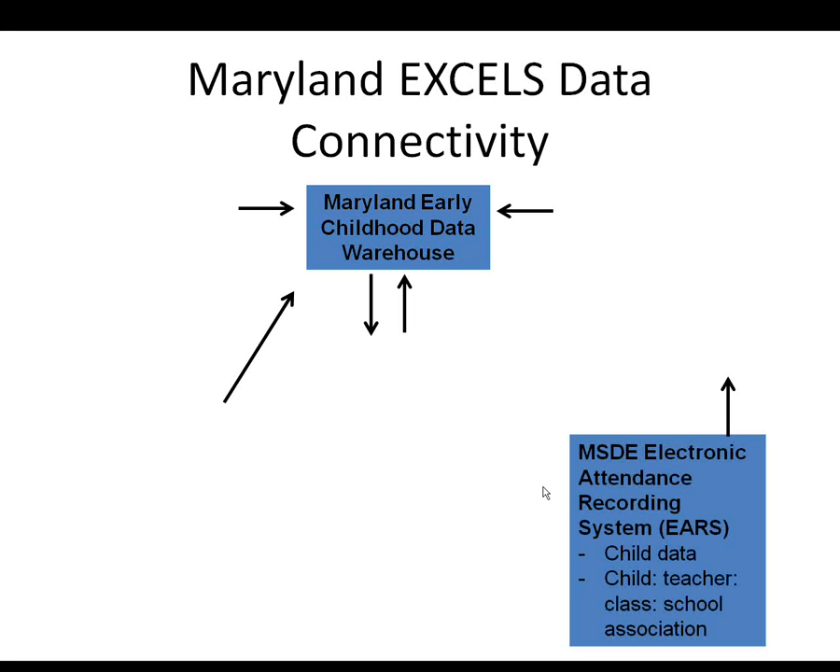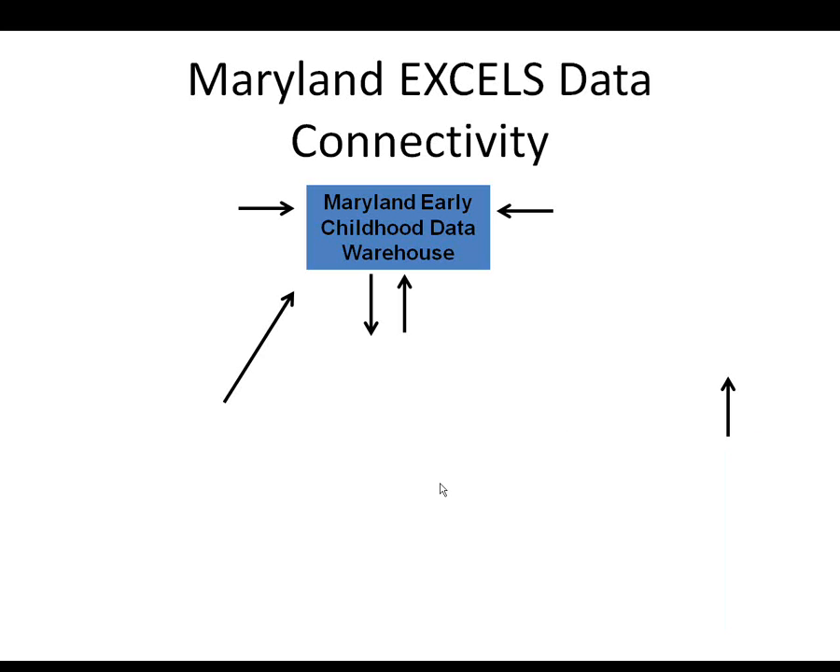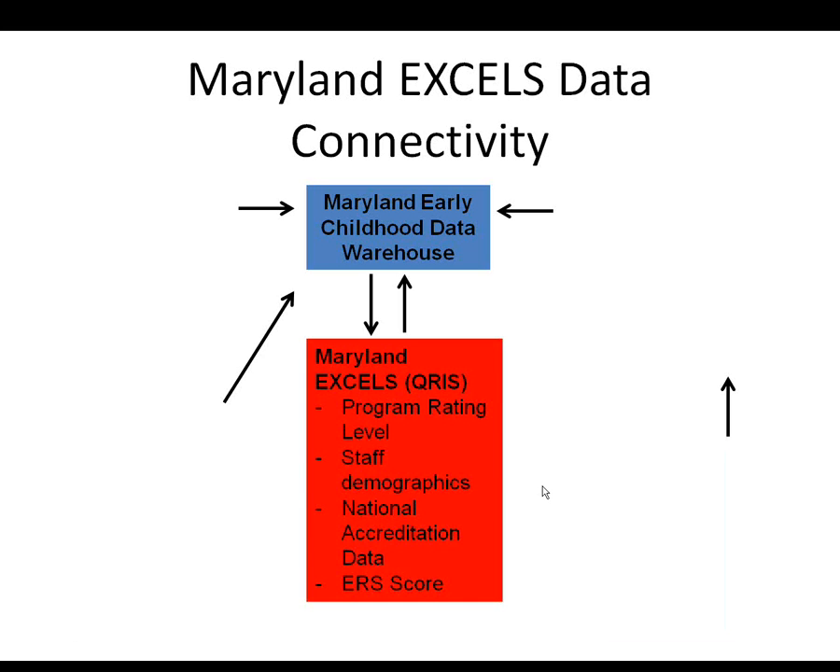If we could click one more time, please, to be able to track child data of attendance, to be able to make the association of a child to a given teacher, that teacher to a given classroom, that classroom to a given school, but then again feeds up into the CCATS system into a single point of entry, which all feeds into, and if we could advance one more time to bring up the Excel's grid, into the child data warehouse that then combines with the specific information that's being generated by Excels, things like program rating level, key staff demographics, national accreditation data, as well as Maryland has a homegrown accreditation system, and then our ERS scores.